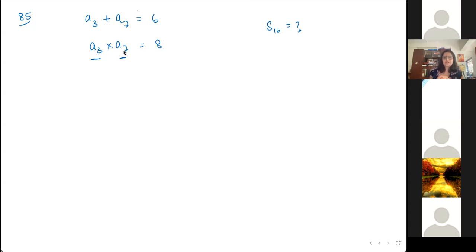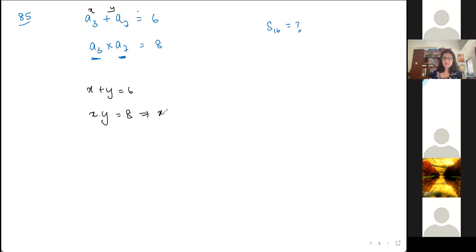Okay, coming back to this. Either we can apply the formula directly and try to get a linear equation in 2 variables A and D, but that might get a little complicated because we have a product of values here. A square will come, D square will come, A into D will come. So instead of complicating it, let's say A3 is X and A7 is Y. So from here we get X plus Y equal to 6 and X into Y equal to 8. Using these two equations, find out A3 and A7 individually.